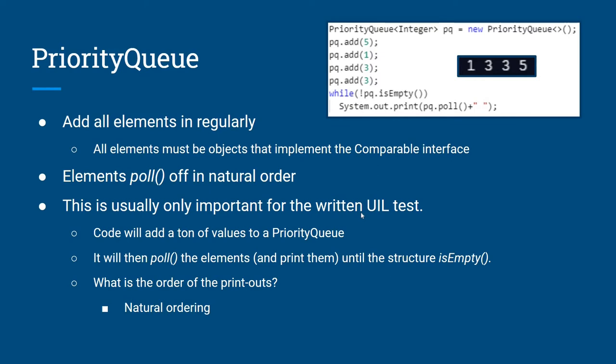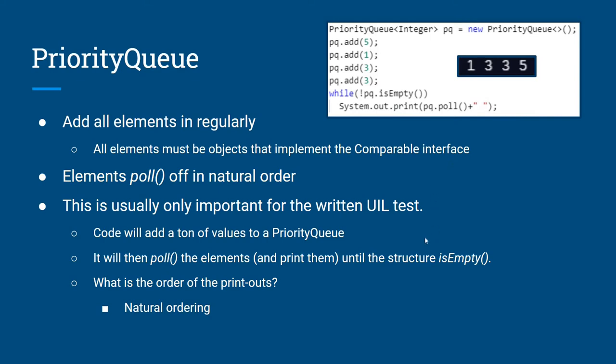And so this is usually only important for the written UIL test, right? Because if you wanted to get the elements in order, you could simply add all the elements to an array list and then use Collections.sort instead of using a priority queue. So really the only times you'll see a priority queue is on the written portion of the UIL test. Basically what will happen in a typical problem is the code will add a ton of values to a priority queue, and it will then pull off the elements and print them until the structure is empty, just like it's doing over here.